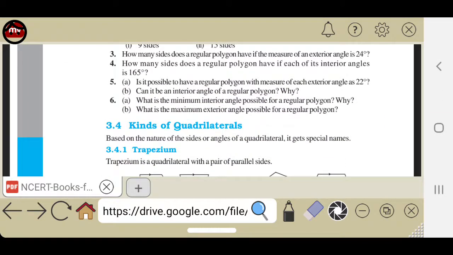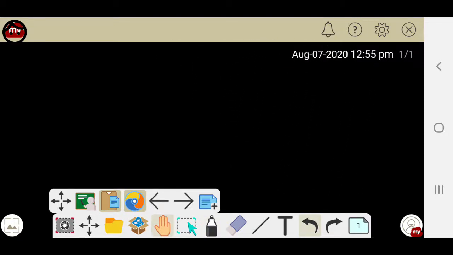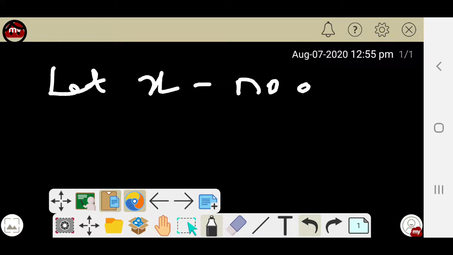Third question. How many sides does a regular polygon have if the measure of an exterior angle is 24 degree? Yes, that is the same answer we can consider from here. Okay, listen dear children. It is given that the measure of the angle is 24 degree. One angle 24 degree means how many sides will there be? Yes, that also we can easily find out. Let x be the number of sides.